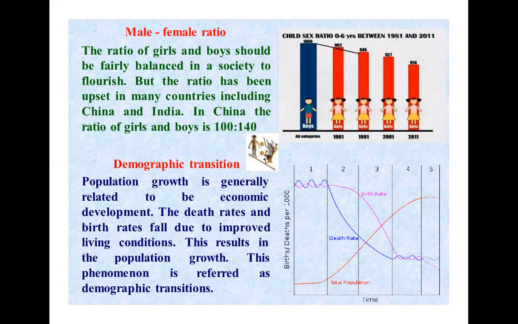Now, the male female ratio you can see here with the help of this bar graph, like child sex ratio in between 0 to 6 years in between 1981 and 2011. So, with the help of this bar graph, you can have the idea of what is the situation of the girl child in China and India. Now, what is demographic transition? Population growth is generally related to economic development. The death rates and birth rates fall due to improved living conditions.